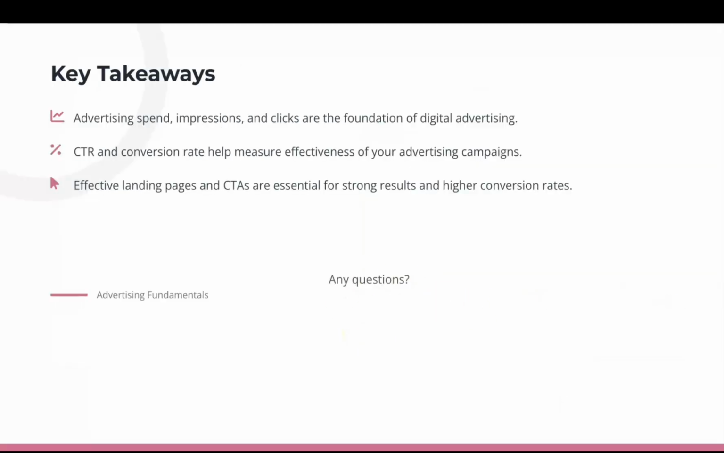Last but not least, some of the key takeaways: advertising spend, impressions, and clicks are the foundation of digital advertising. The percentages, click-through rate, and conversion rate really help measure the effectiveness of your advertising campaigns, and effective landing pages and CTAs are essential for strong results and a higher conversion rate.